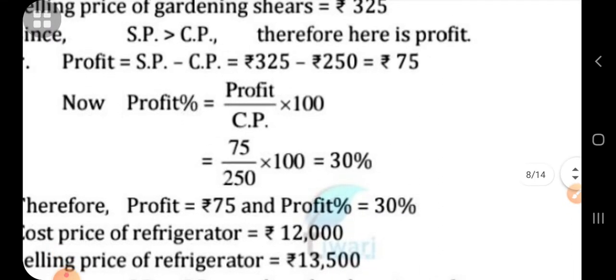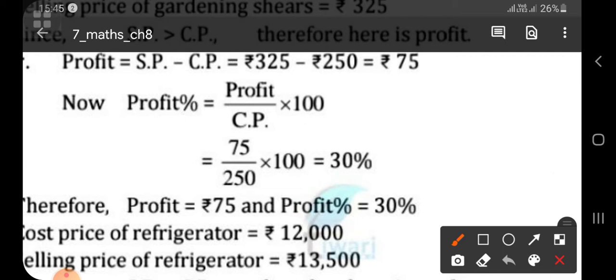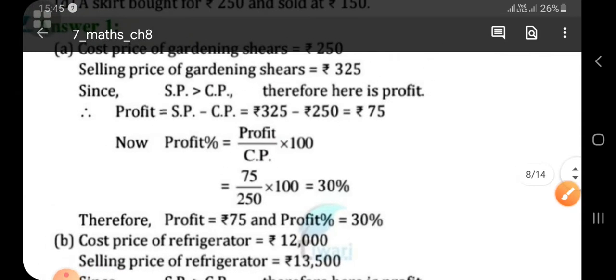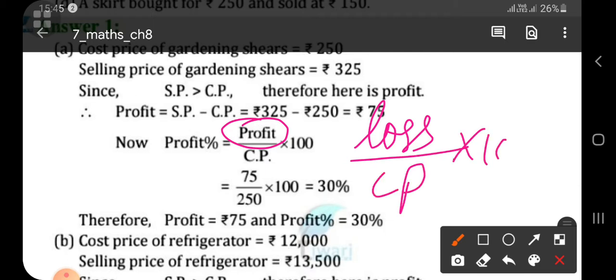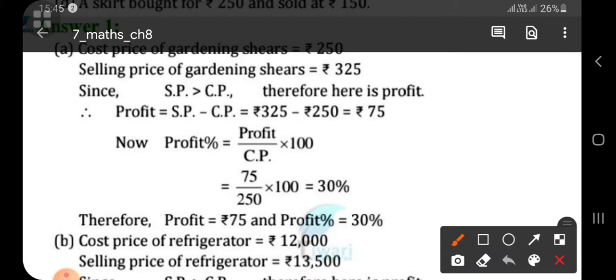Now profit percentage. This is the formula. It will be almost the same for profit and loss. Here you want to find out profit, so write profit divided by CP into 100. And if you want to find loss percentage, then instead of profit there will be loss divided by CP multiplied by 100. Make sure you have to use cost price, not selling price. Profit percent and loss percent we are finding on the base of CP, cost price.